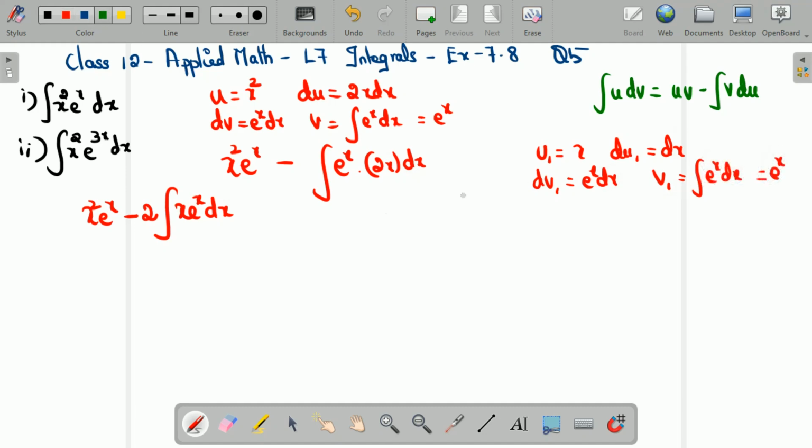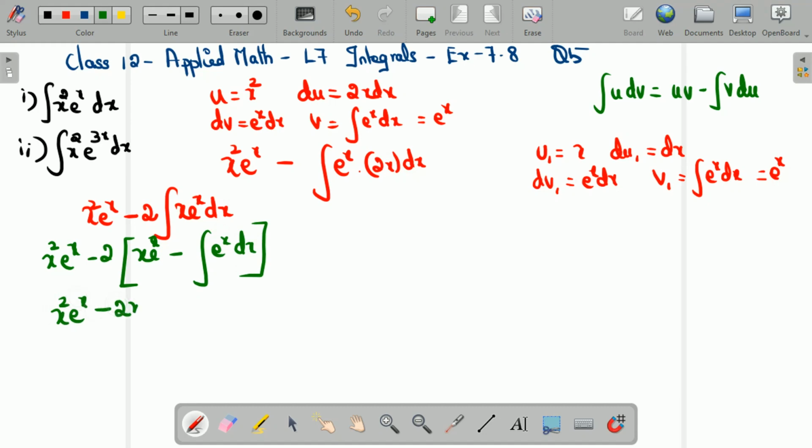Now let's substitute in this formula. So this becomes x squared e power x minus 2 into, now uv, so this is going to be x e power x minus integral v du. So this is e power x dx. So if you expand and integrate, it is x squared e power x minus 2x e power x plus 2. After integration also, this is e power x plus c. We can simply take out the e power x outside. So this is x squared minus 2x plus 2 into e power x plus c.